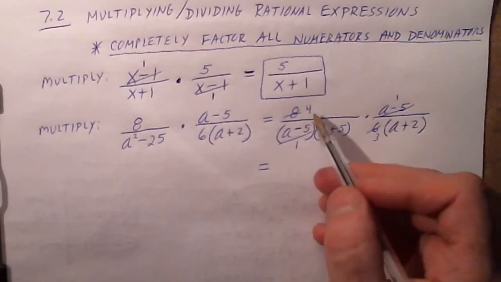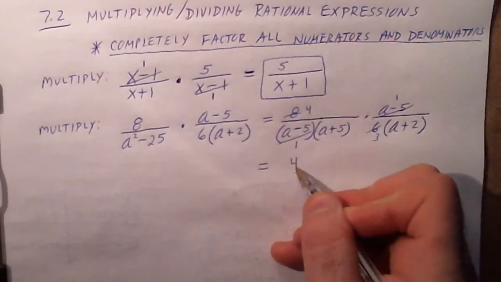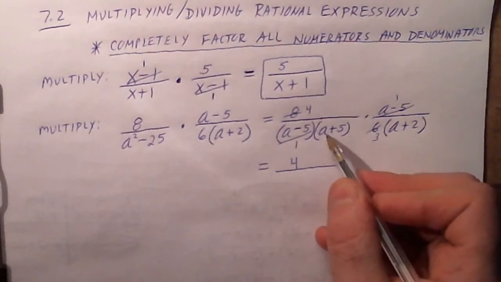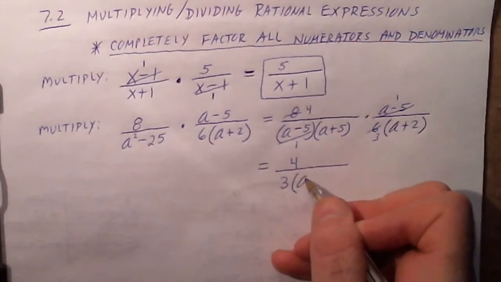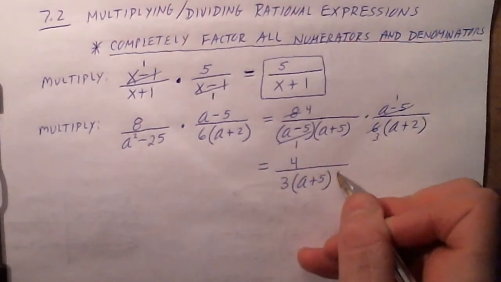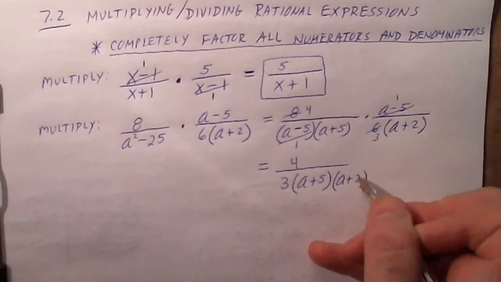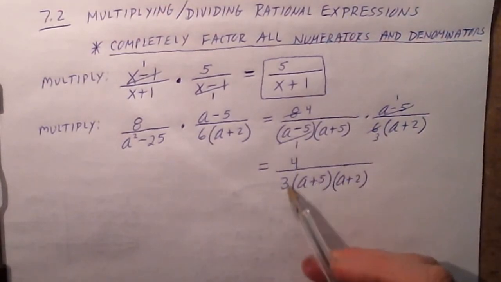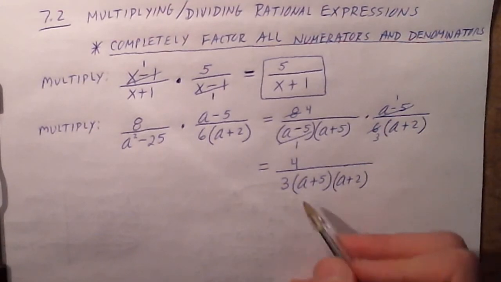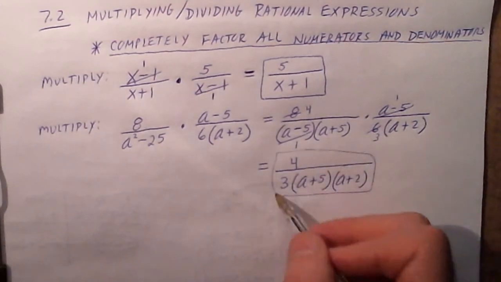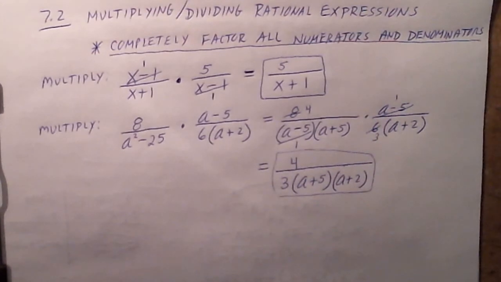And what are we left with? We're left with a numerator 4 times 1, or 4, and that will sit over a plus 5 times 3 times a plus 2, or 3 times a plus 5 times a plus 2. And notice there is no further reducing we can do between the numerator and denominator, as that's the last thing you should check. And this is it. This is your final answer for that problem. So we have successfully multiplied those two rational expressions together.